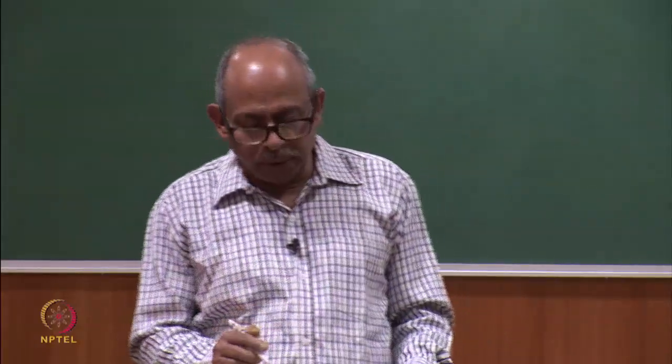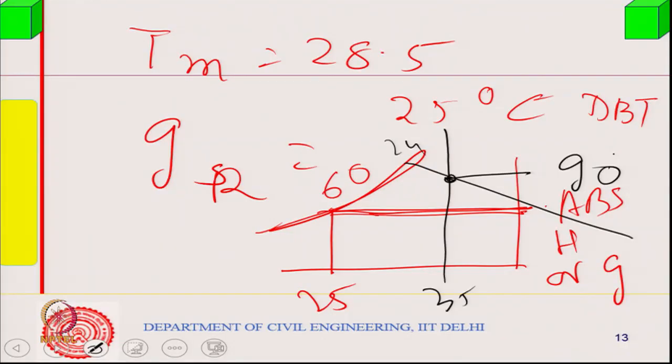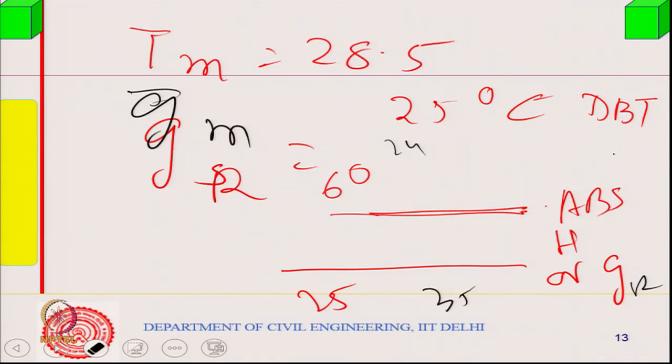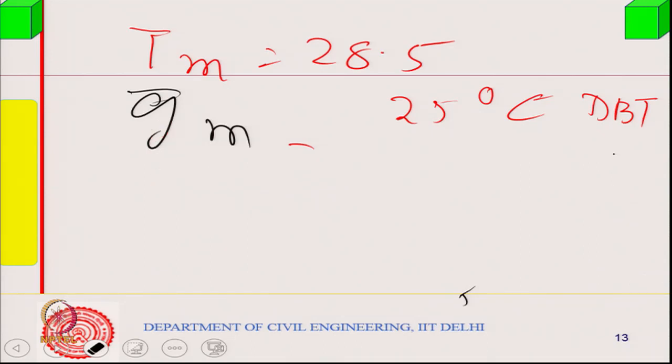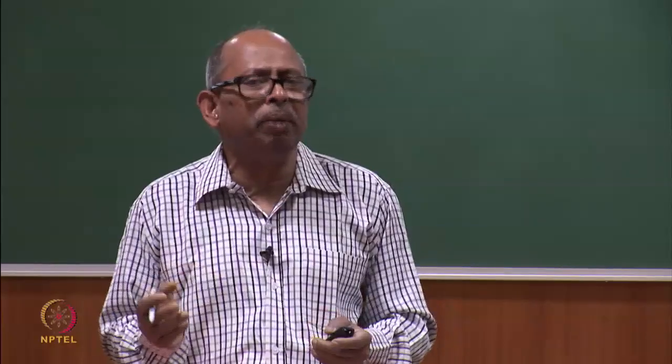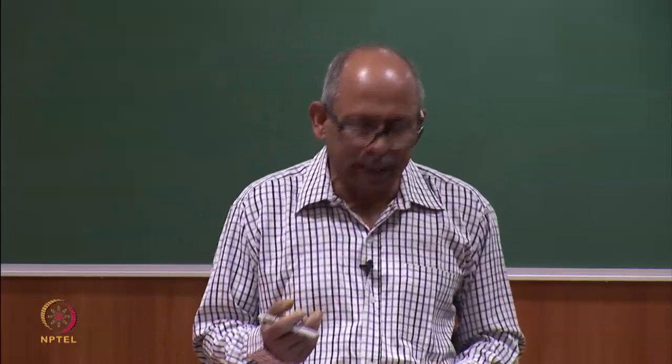Once you have found G outside and GR, you can find G of the mixture by a similar formula. I will give you the equations now. The next set of slides gives you the equations for calculating relative humidity values, because the chart is one thing, but today hardly anybody uses a chart, you can put it in an Excel sheet and get it straight away.